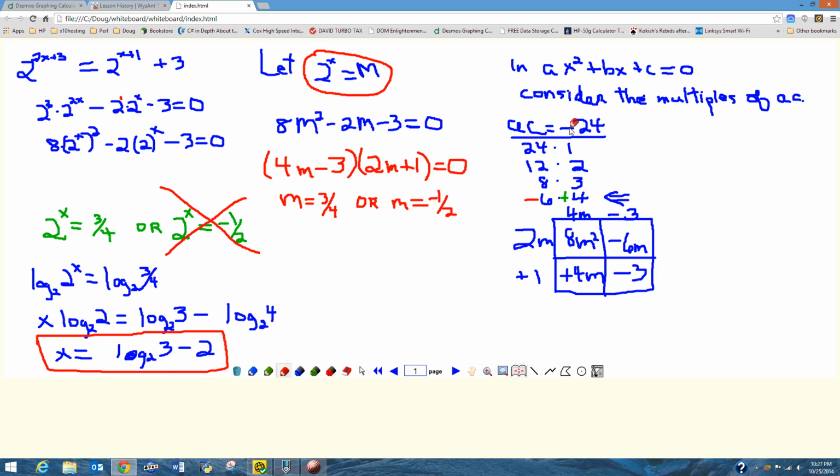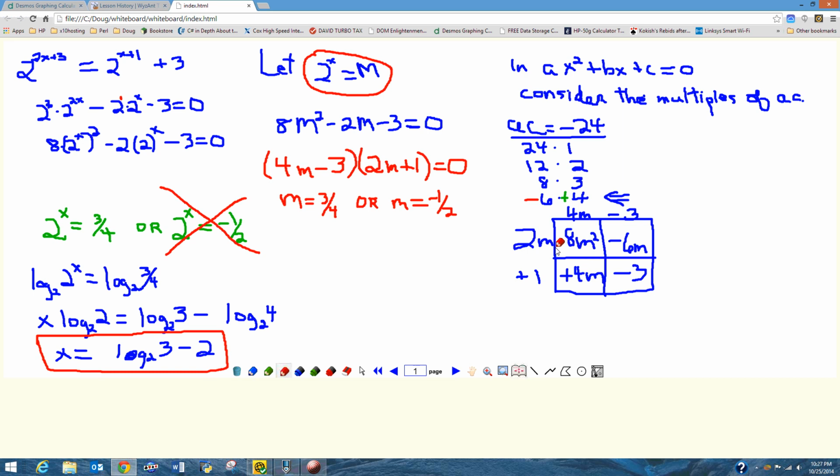And so since the signs are different, I want the resulting product to have a difference of negative 2. So I see right here, if I put the negative 6 and a plus 4, that's what I'm searching for.